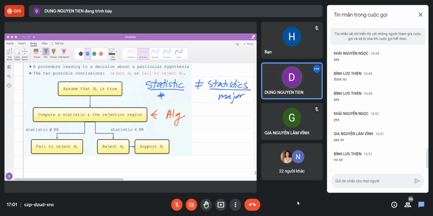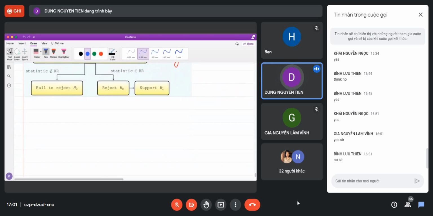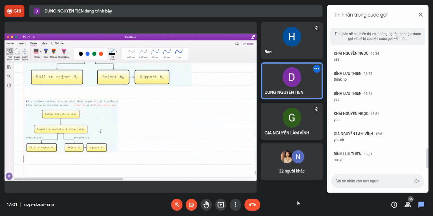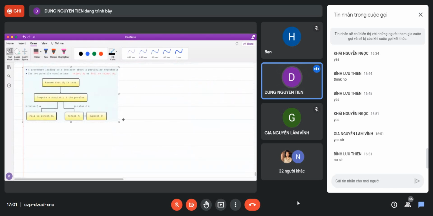That is what you do in the exam. In reality, the procedure is a little bit different. Quite the same, but different.